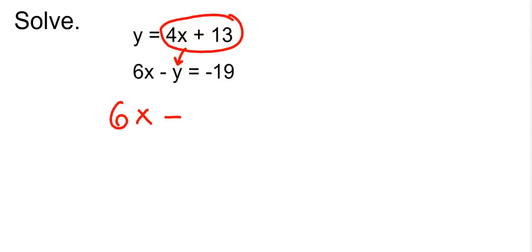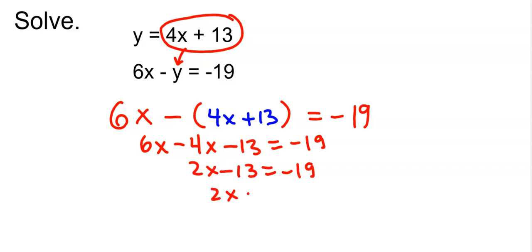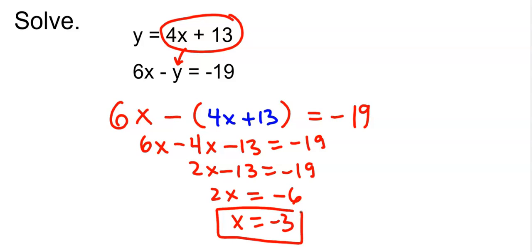First, we will rewrite the equation and replace the letter y with parentheses. Inside those parentheses, we'll write the substitute. Now, we can solve this single variable equation for the letter x. We have now solved for one of the variables.